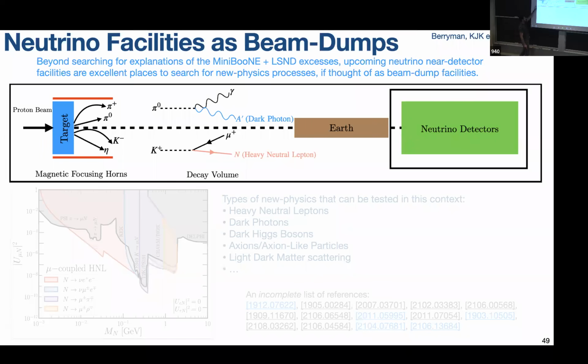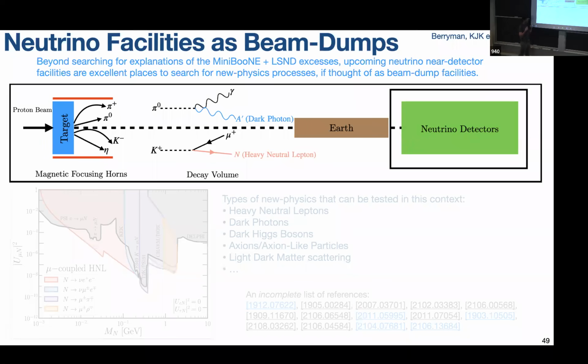So these neutrino beams work under the principle of hitting protons on a target, focusing the charged mesons in the forward direction or opposite charge away, and then having a large decay volume to get rid of those charged mesons, a lot of earth to get rid of muons, and then your neutrino detectors downstream. This same principle is great for looking for long-lived particles, because long-lived particles like heavy neutral leptons or dark photons can be produced in the decays of these standard model mesons in that decay volume.